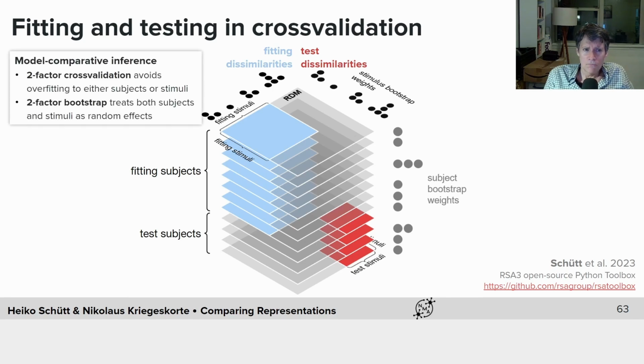So the model comparative inference uses two-factor cross-validation to avoid overfitting to either subjects or stimuli, and it uses the two-factor bootstrap wrapped around the cross-validation to treat both subjects and stimuli as random effects for the purposes of inference. And we think that this way we can get model comparisons where, when one model is significantly better than another model, we can actually trust that. We can think that if someone replicated our experiment with a different sample of subjects and a different sample of stimuli, then they might get the same result.